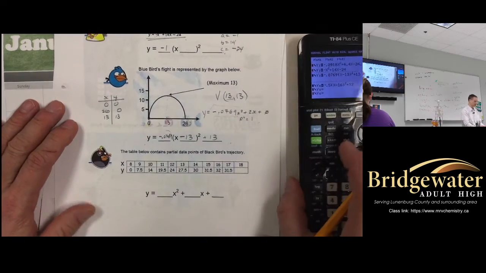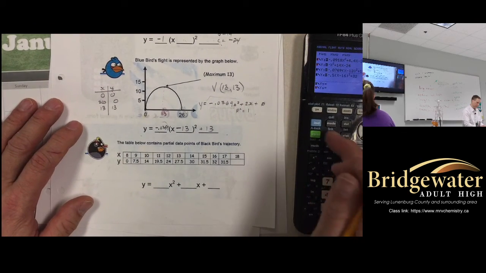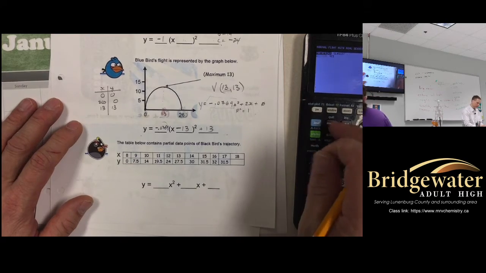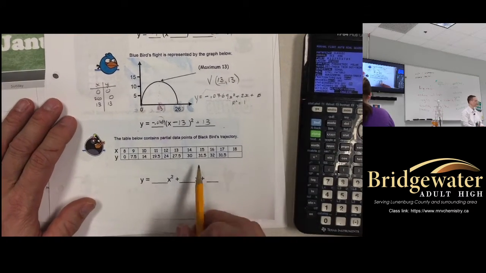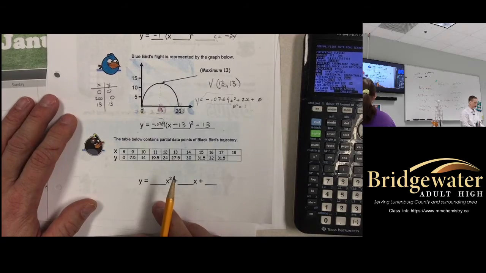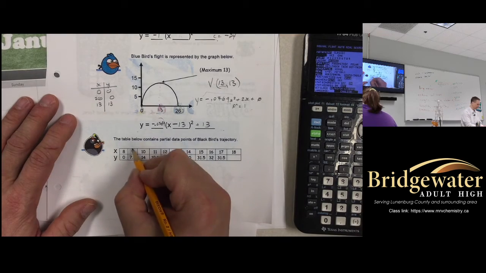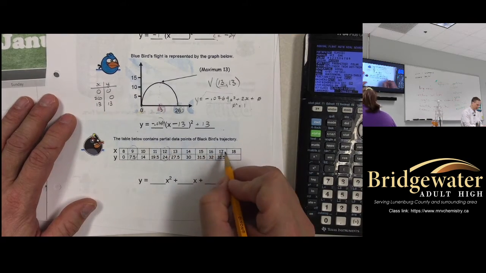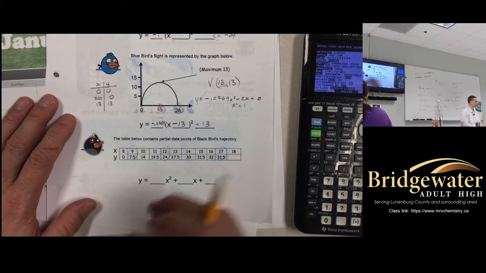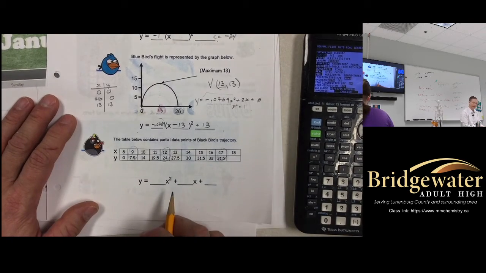And we only have one more to do, one more blackbird to do. So what do we have here? Okay, we have a table of values. So it's the same thing as before. Basically, we're going to use our calculator, stat edit, pick any 3 numbers. I don't really care. You can pick this number, and that number. Any 3, or you could do them all if you wanted.